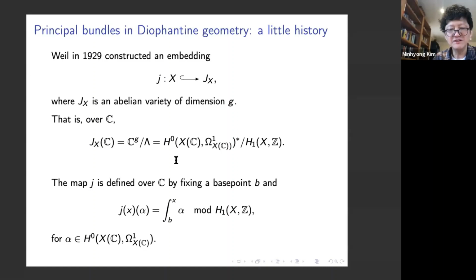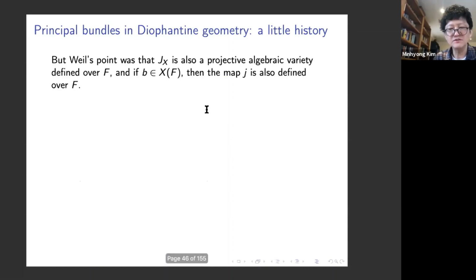So this embedding is what's known in the 19th century, but what did Weil do? He constructed all of these things as a projective variety and the map as an algebraic map of projective varieties, in such a way that everything is defined over a field F if the curve and the point are defined over F. So that's what Weil did.